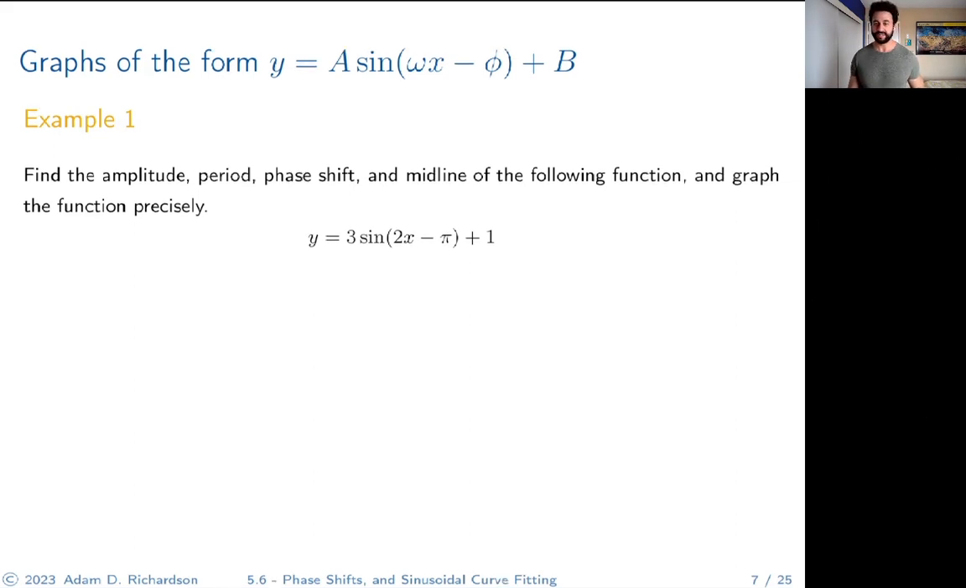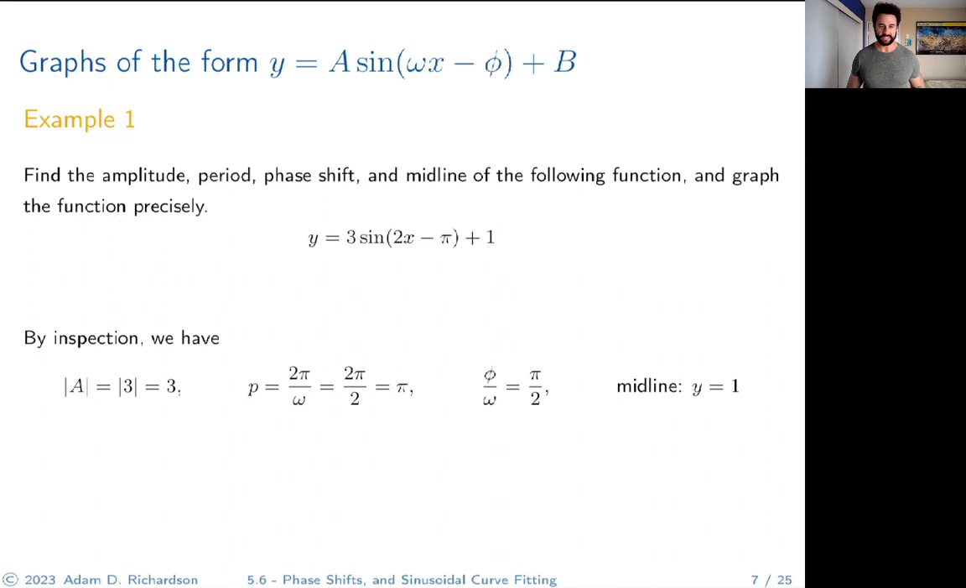Okay, let's try to do it ourselves. One thing I noticed right away is that the amplitude is going to be 3. We can pick that right out. And the midline is going to be 1. So I have that right here on the slides. Right away, we know the amplitude is 3. The midline is going to be 1.